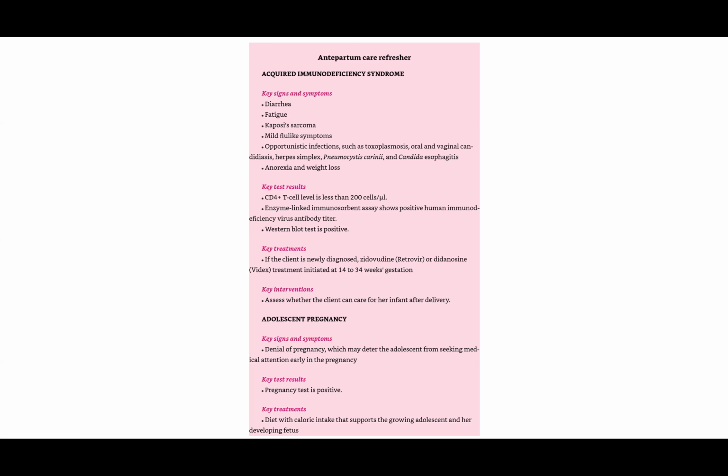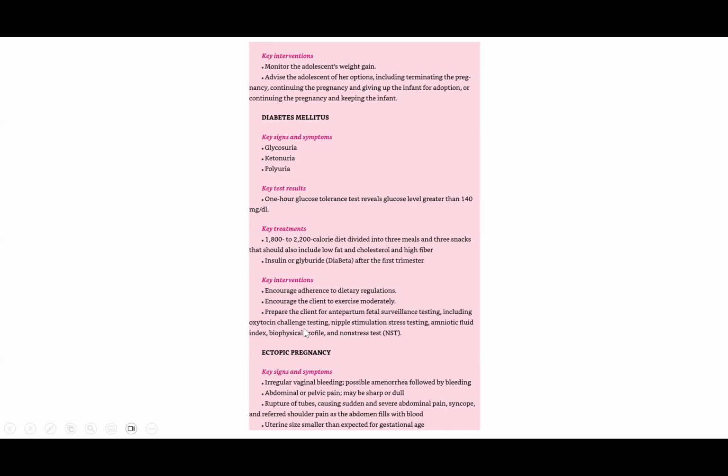Well, that's with any pregnancy. We want to make every woman aware of what her options are in the event that she had an unintended pregnancy. And we have diabetes mellitus. Key signs and symptoms are polydipsia, polyphagia, glycosuria, ketonuria, polyuria, like all the things that you learned about type 2 diabetes can apply toward gestational as well.